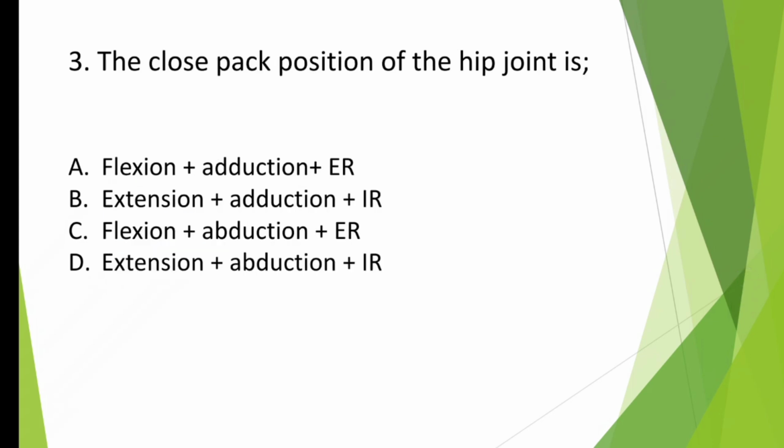Next question is the close pack position of hip joint is flexion, adduction and external rotation, extension, adduction and internal rotation, flexion, adduction and external rotation, extension, abduction and internal rotation. And the answer is extension, abduction and internal rotation of the hip joint.